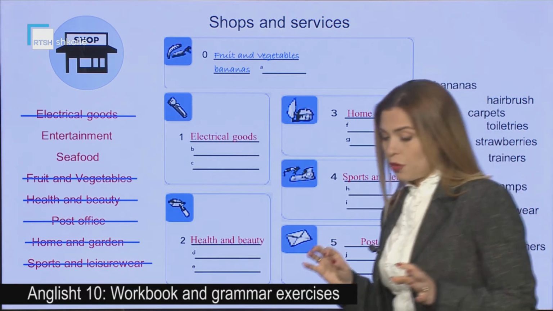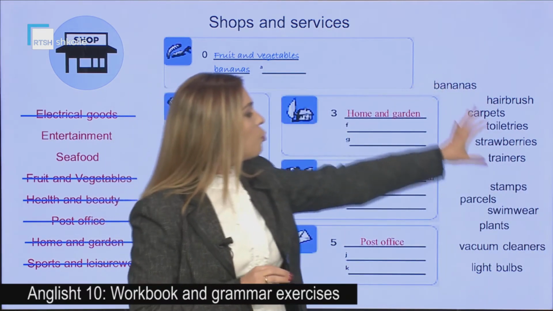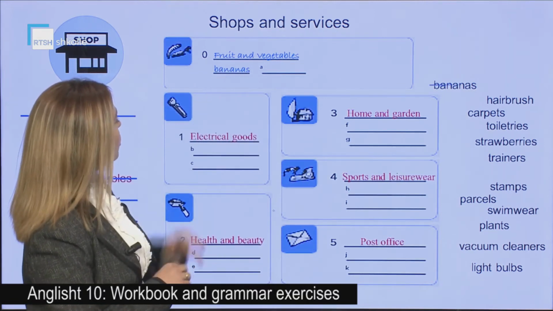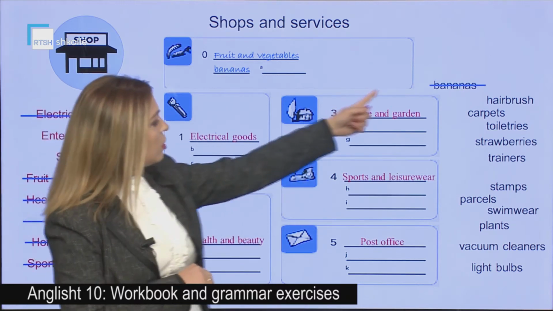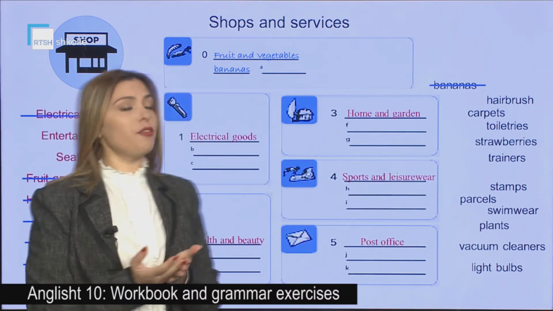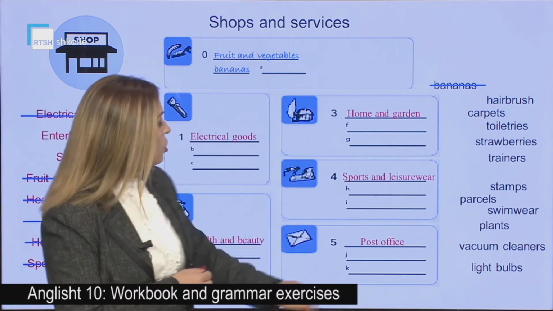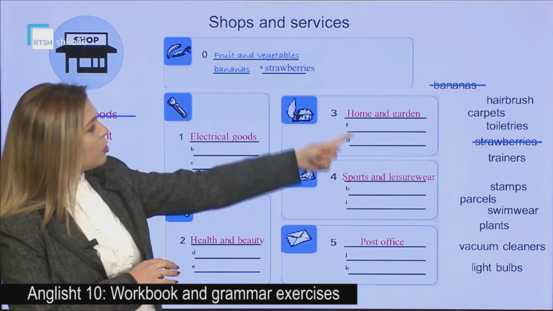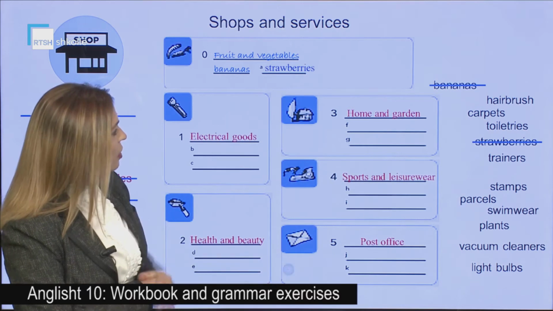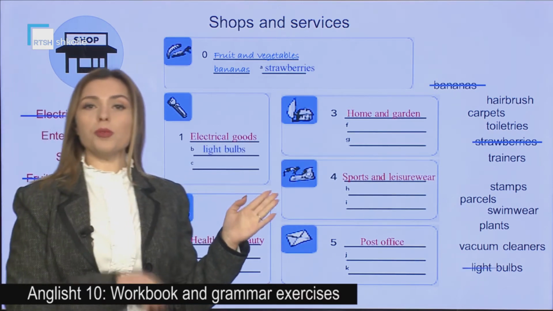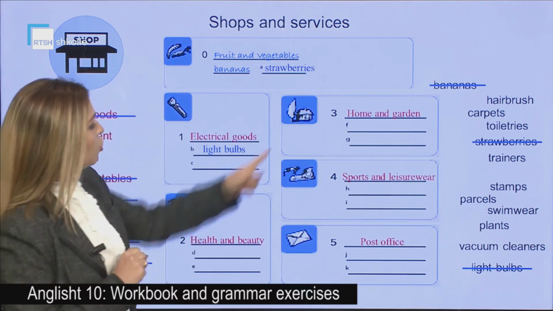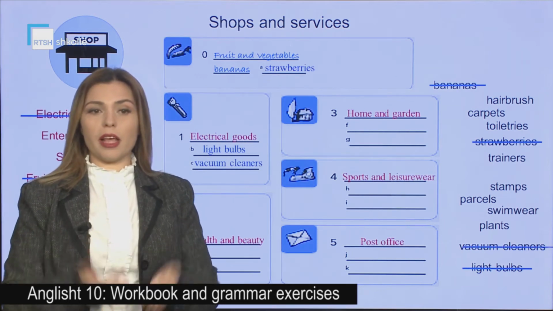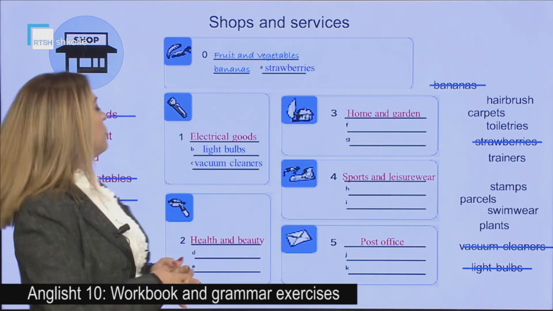Now that we dealt with the different categories, we are going to put the words in these different categories. The first one, in the fruit and vegetables, we have got bananas. What else do we have in fruits and vegetables? Take a look. We also have the strawberries, of course. Then, in the electrical goods, what can we find? Of course, the light bulbs, so the lights. And what else? Look at the words, please. Of course, the vacuum cleaner that helps us to clean the carpet.